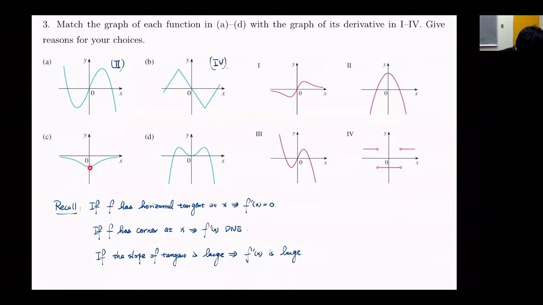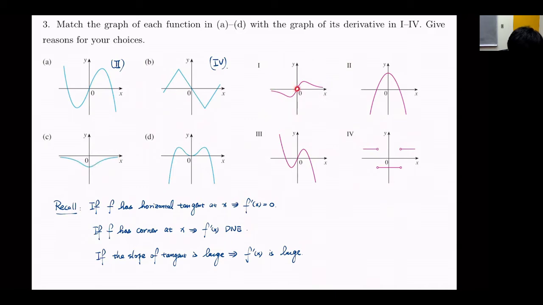Okay, so for part C, we see that there is a horizontal tangent at the point 0. And moreover, for all the other points, the slope of the tangent is non-zero. There's no other horizontal tangent over here. And to the right of 0, the slope is positive. To the left of 0, the slope is negative. And the only graph that matches up is going to be this one.